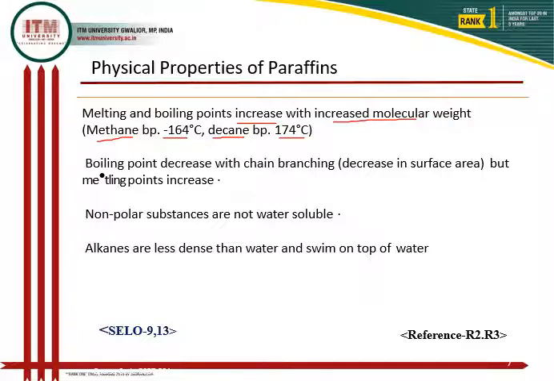And if we talk about the branch chain paraffins, what happens? One example we take is methane, another example we take is isobutane, that is the branching, the branch chain paraffins. The boiling point decreases in that because in the branching the decrease in the surface area causes it.